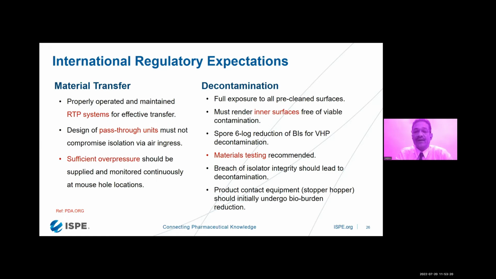Breach of isolator integrity should lead to decontamination, and product contact equipment, that is the stopper hoppers, should initially undergo bioburden reduction. So they will have to be sterilized. They will have to be put back into the system before we conduct the VHP of the isolator.